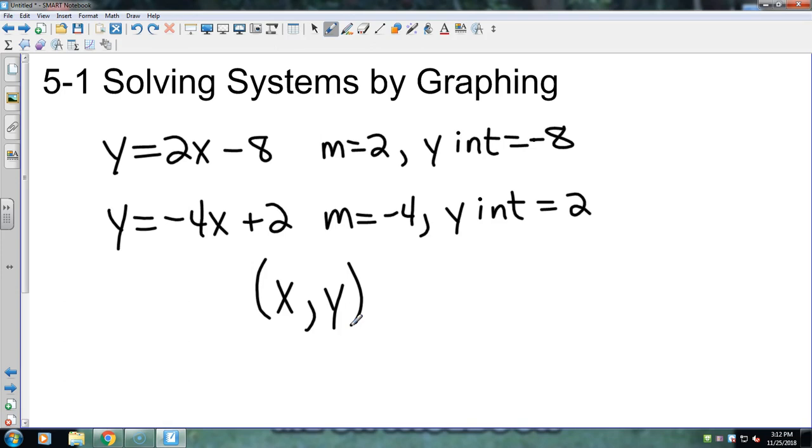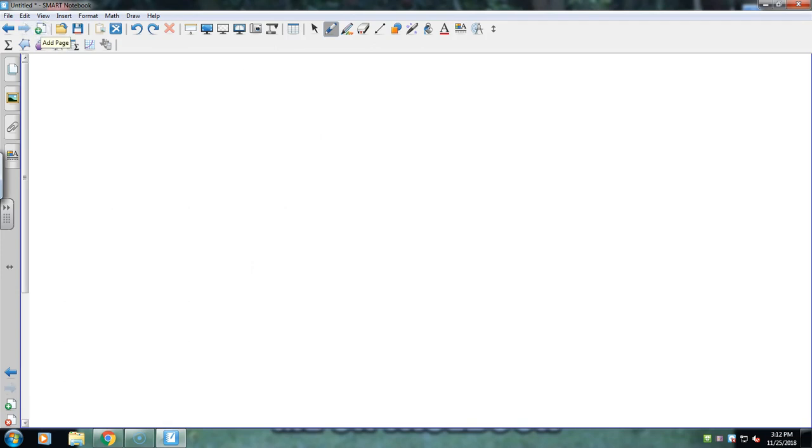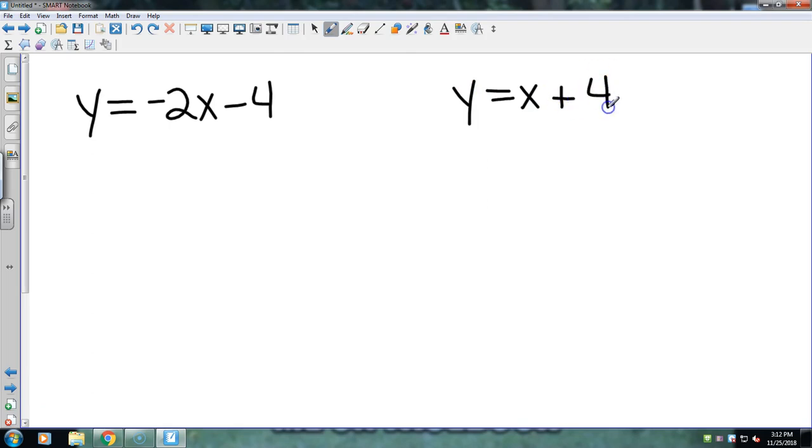So let's take a look at one without even graphing it. They're going to give you some, and they're going to give you the equations. So let's say y equals -2x minus 4. That's my first part of my system. And my second one is going to be y equals x plus 4. I'm just going to split them up. And they're going to give me a coordinate of -2, 0. Their question is, is this the solution to this system?